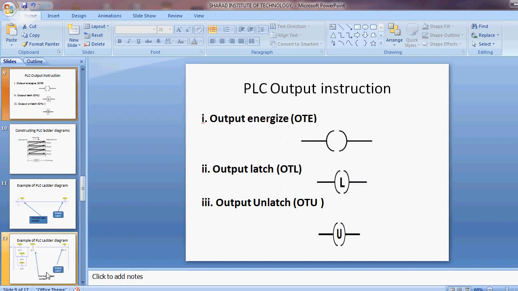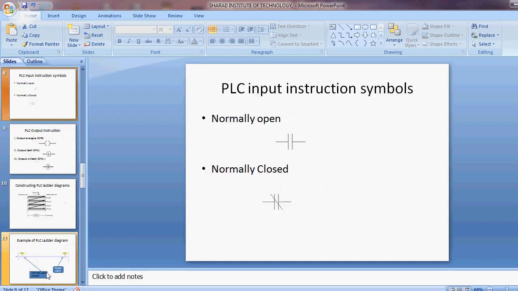Now we're discussing the PLC input instruction symbols. First of all we discuss the normally open symbol. When it activates, the output will be on, or you can say if the digital value is 1, the output will be on. If the digital value is 0, then the output will be off.